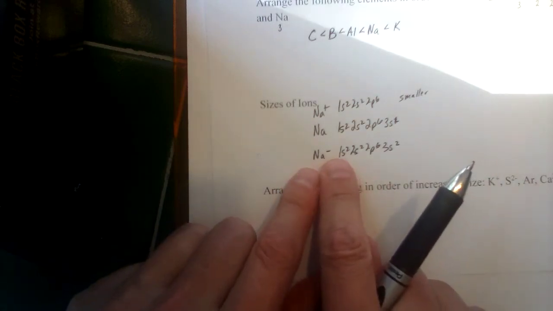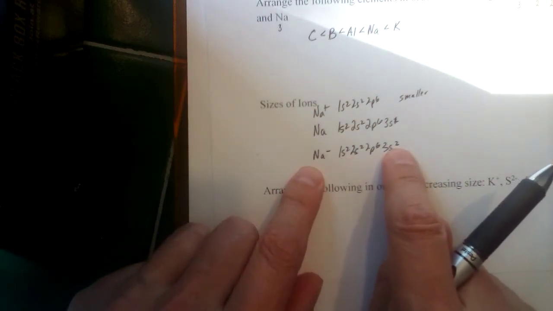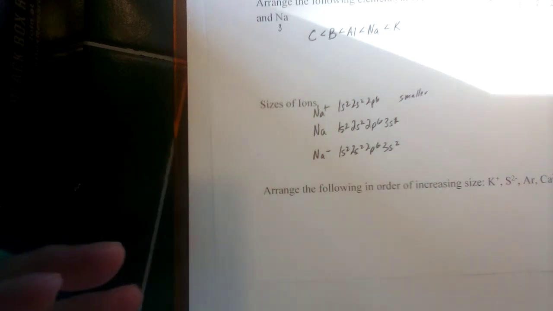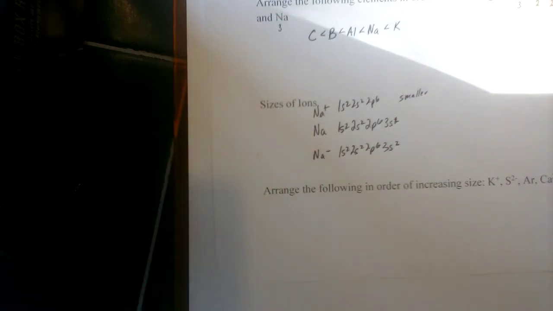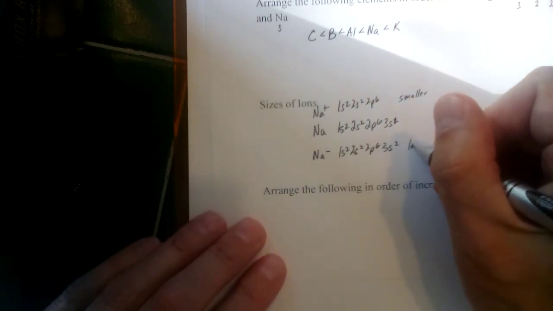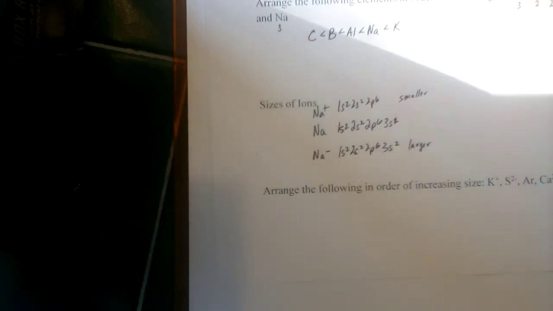The anion here, sodium minus, adding one more electron in is going to increase the way electrons are repelled by the other electrons. So an anion is always going to be larger than the corresponding neutral atom. Okay, so that's one thing to think about. Cation is smaller, anion is larger for the same atom.